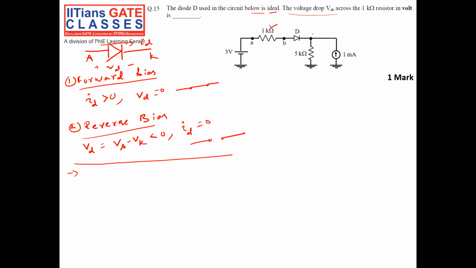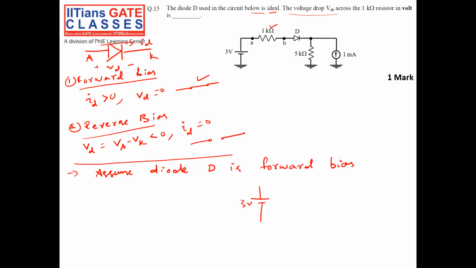Initially, we do not know whether the diode is reverse bias or forward bias. So let's assume something first. Assume diode D is forward bias. I can assume anything, and later I will check my assumption. If my diode is forward bias, it will be like a short circuit. So let us build the equivalent circuit.